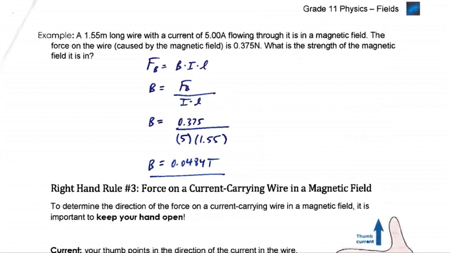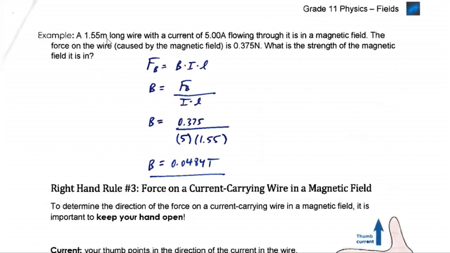A 1.55 meter long wire with a current of 5 amps flowing through it is in a magnetic field. The force on the wire caused by this magnetic field is 0.375 newtons. What is the strength of the magnetic field it is in?